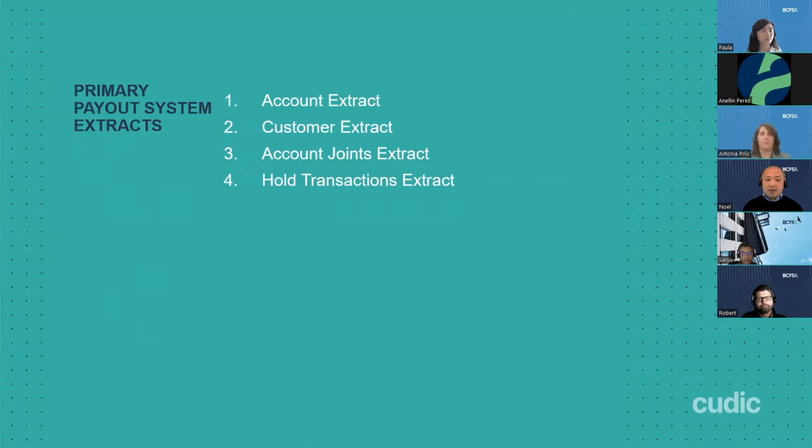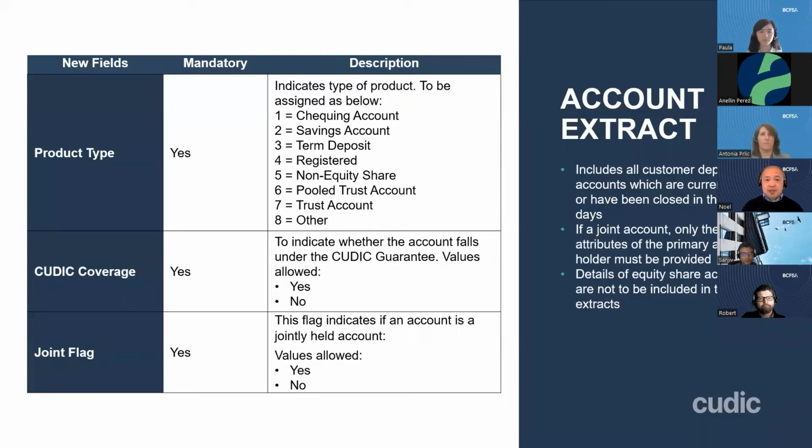The major enhancements between V2 and V3 data requirements can be seen within these 4 extracts: the account extract, the customer extract, account joints extract, and hold transactions extract. Next slide, please. Account extract.